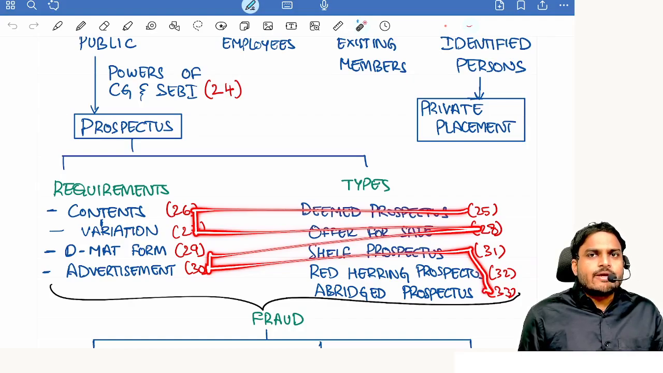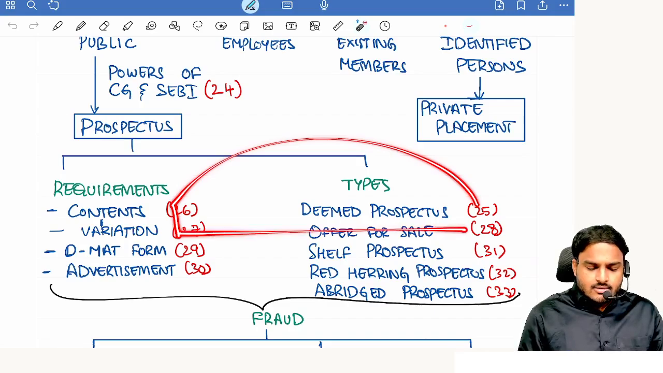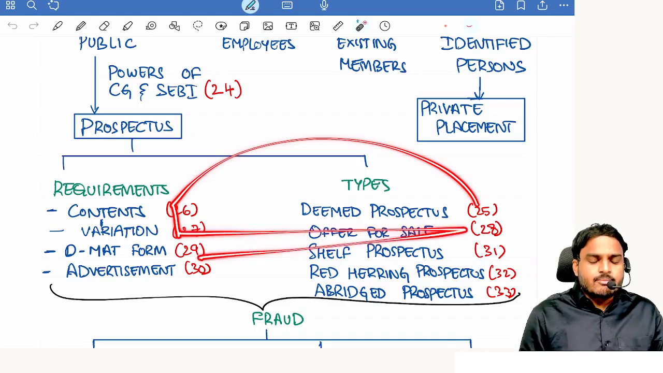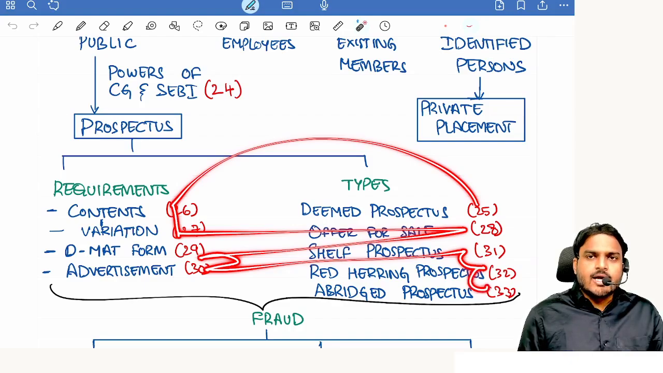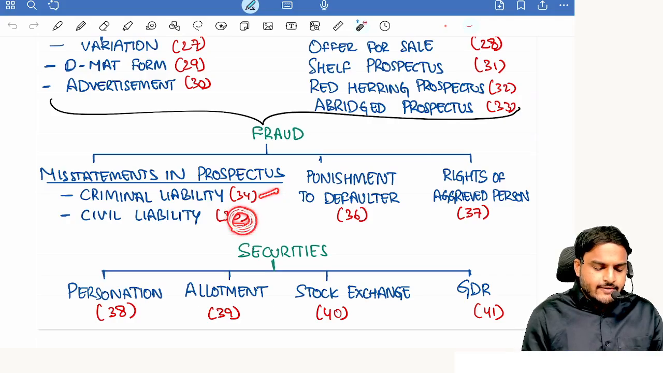Okay, so what is 25? Deemed prospectus. 26, contents. 27, 28, 29, demat form. 30, advertisement. Then 31, 32, red herring prospectus. 33, abridged prospectus. Next one, what is 34? Criminal liability. 35, civil liability.